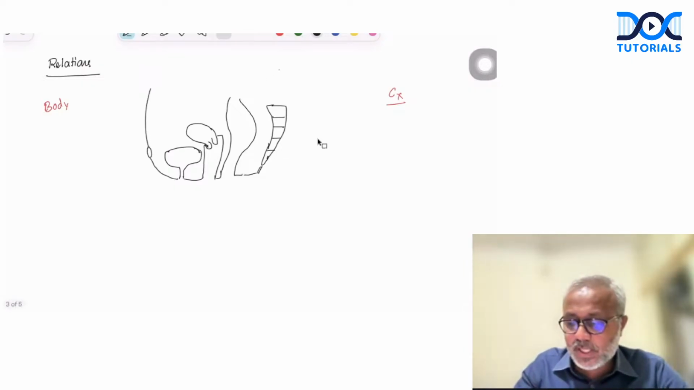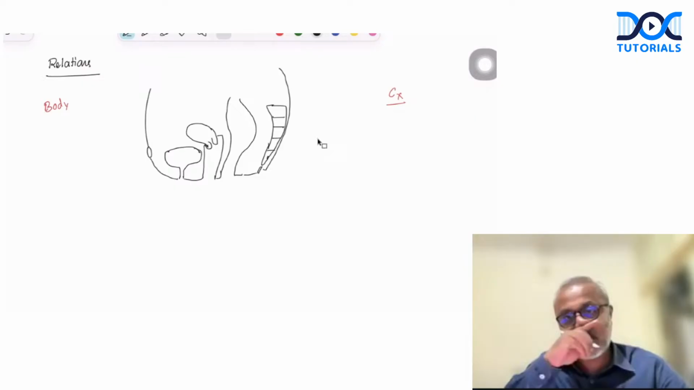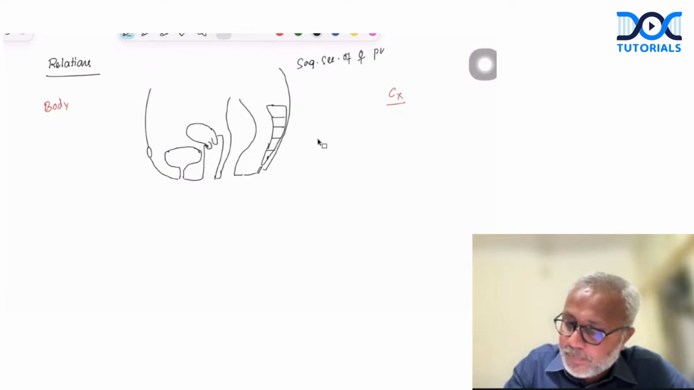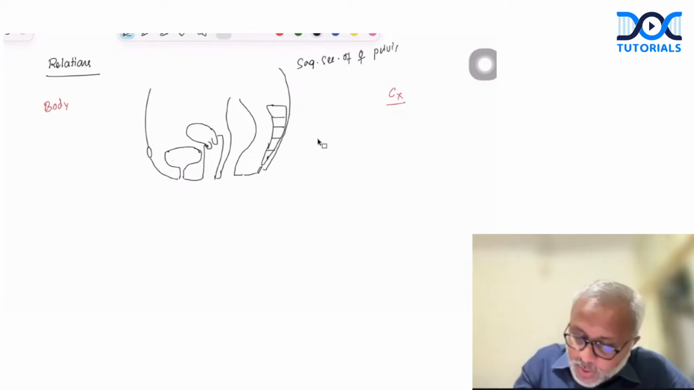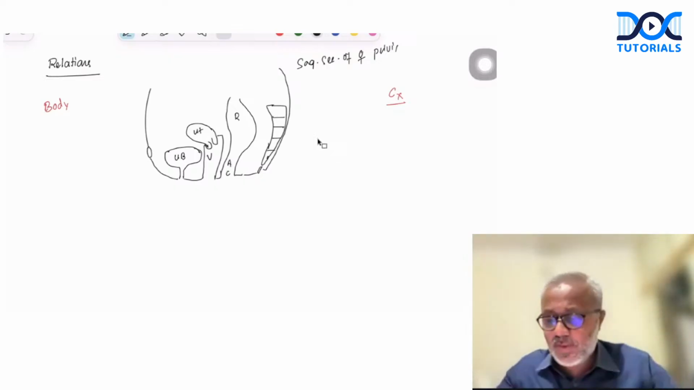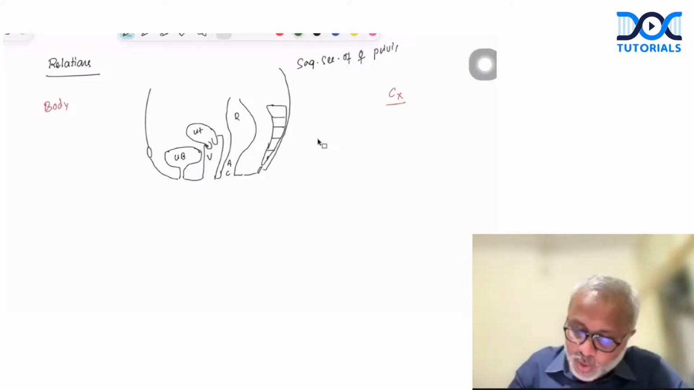Now, what would be this section now? This is the sagittal section of the female pelvis, right? So here is urinary bladder, here is uterus, here is vagina, here is rectum. This is the anal canal. Done. Now let's draw the peritoneal covering over it.